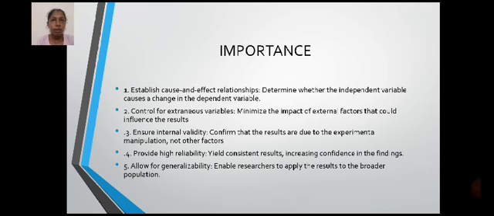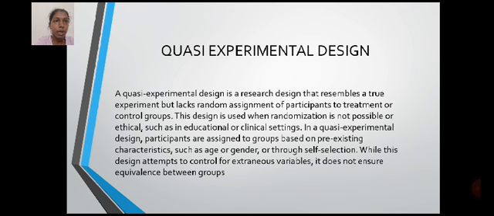Importance of true experimental design is to establish cause and effect relationships and control the extraneous variables and minimize the impact of external factors that could influence the result, and provide high reliability. It also allows generalization, enabling researchers to apply the result to the broader population. And next is quasi-experimental design.